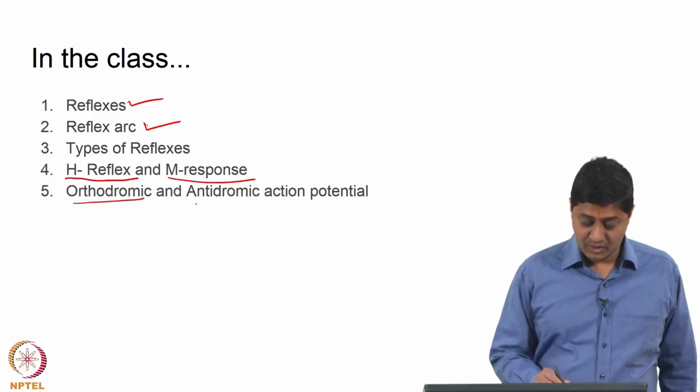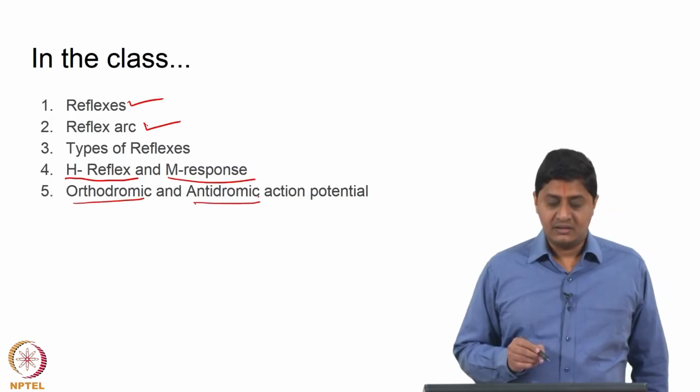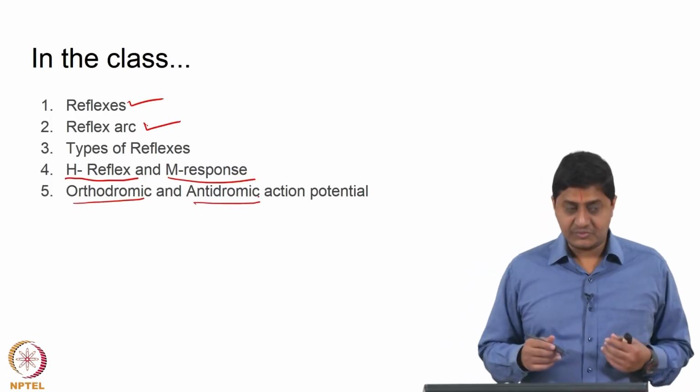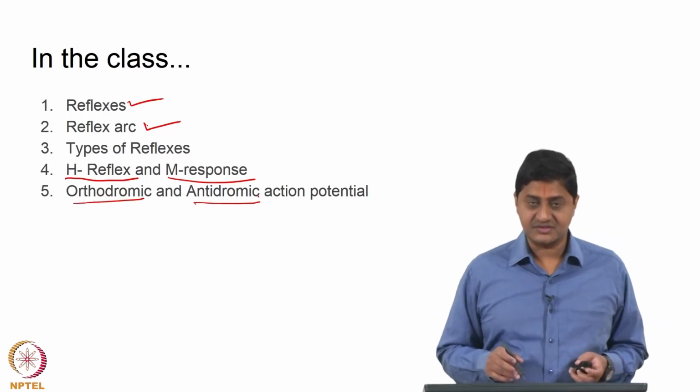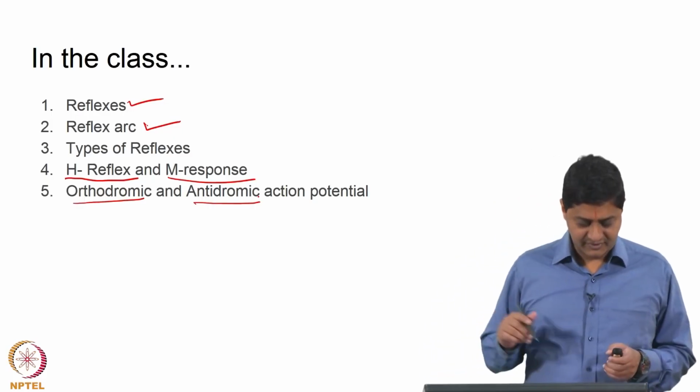Critical is the role of orthodromic and antidromic action potential travel. We have seen what these are in previous classes. I will remind you what it is in today's class and we will proceed.